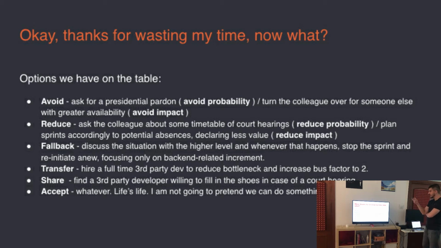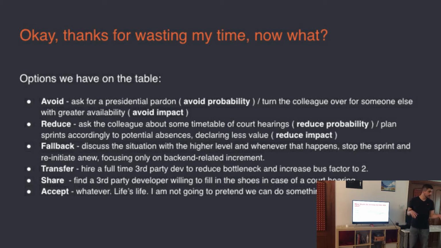So if it comes to avoidance of these risks, we can avoid the probability of him getting summoned by the court, so we can ask for a presidential pardon, but it's rather costly. Michał would have to take a call, and he's busy, right, to his friends. Probably they know. Or you can, for example, turn the colleague over for someone else with greater availability. So we just tell him that, sorry, mate, but we need someone who is 100% available, and we find someone else within the office, right? So we avoid the impact.